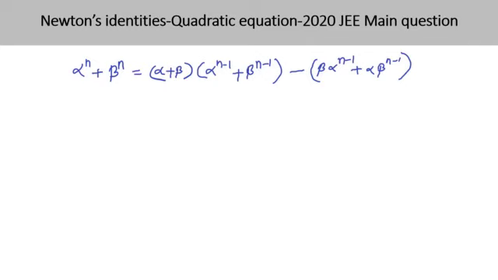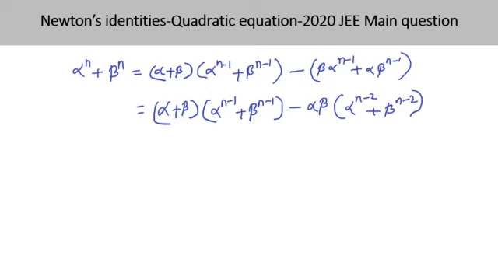From the second term, we take alpha beta as common, and the expression for alpha to the power n plus beta to the power n will become alpha plus beta into alpha to the power n minus 1 plus beta to the power n minus 1, minus alpha beta into alpha to the power n minus 2 plus beta to the power n minus 2. Or in other terms, we can say Sn is equal to alpha plus beta into Sn minus 1 minus alpha beta into Sn minus 2, where Sn denotes the sum of alpha to the power n plus beta to the power n.